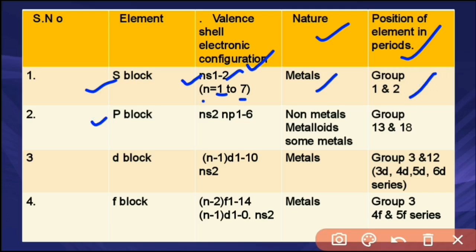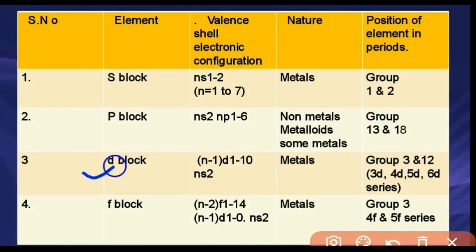P block elements have 6 groups, and the valence shell electronic configuration is ns2 np1 to 6. They vary from group number 13 to 18. Generally p block elements are non-metals, but some metalloids and a few metals are present in this block. The position of elements in the periodic table is group number 13 to 18. We study these elements period-wise.